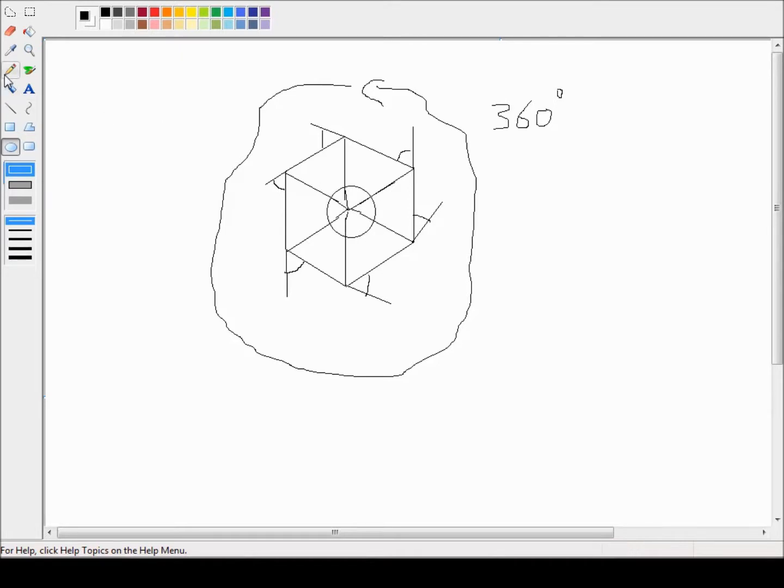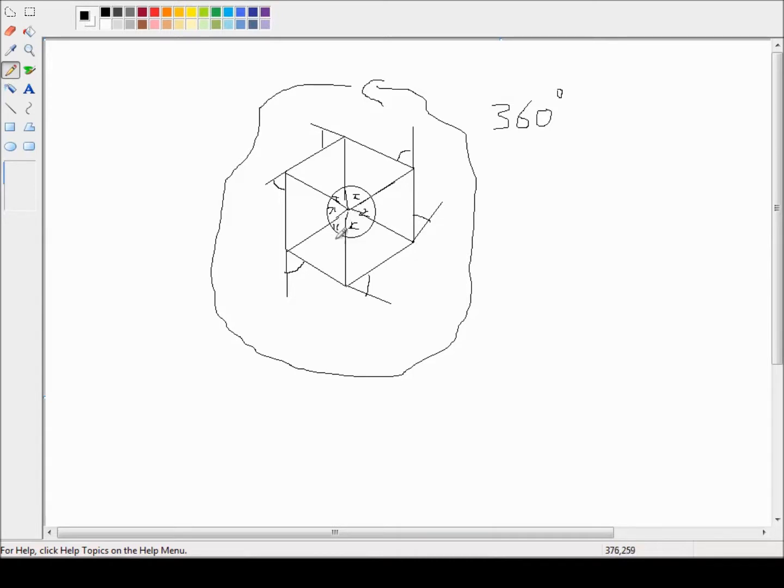So now you can see if we go around the outside, we're actually turning through 360 degrees. We're actually covering these angles here. So these are the angles that add up to 360 degrees. I'm calling them X. But all these angles here are your 360 degrees.